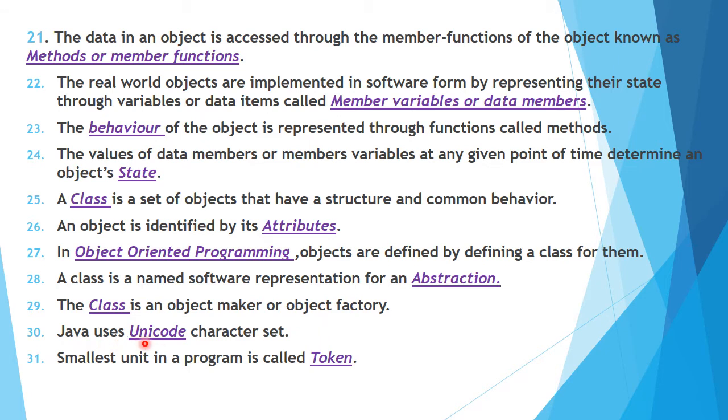Java uses dash character set. Which type of character set? It uses the Unicode character set. The smallest unit in a program. What is the smallest unit in a program? That is known as token. This is also the definition of token. It is the smallest unit of a program.